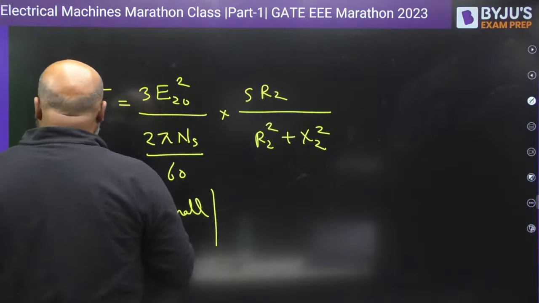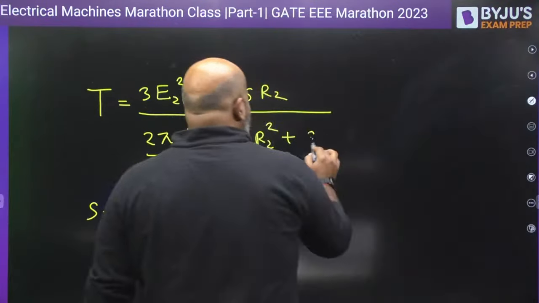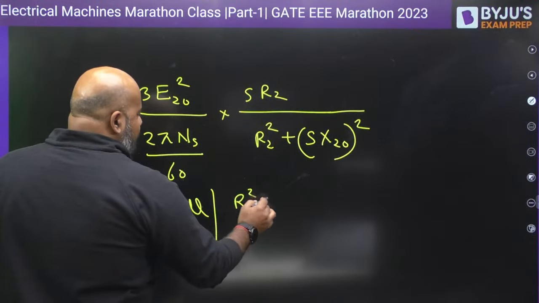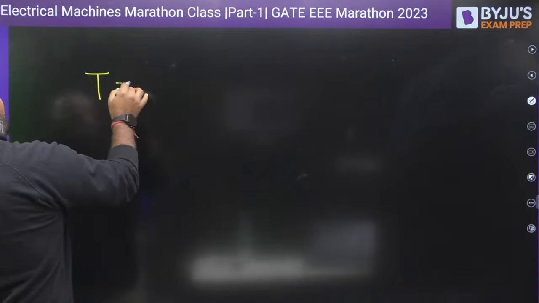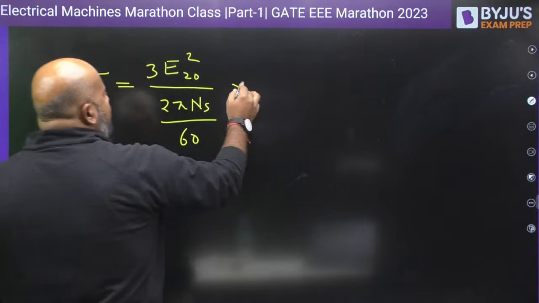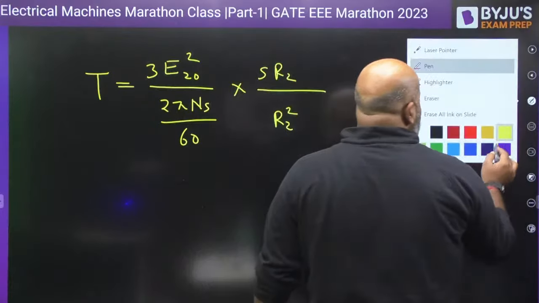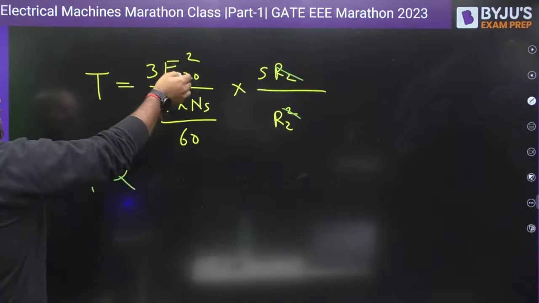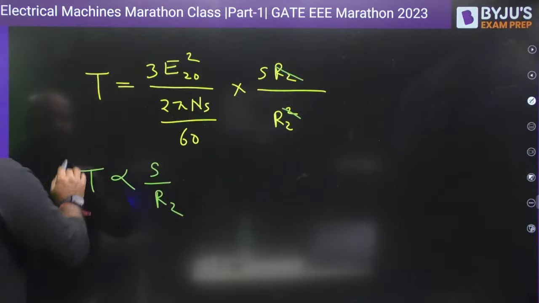So slip is generally a very small value. R2 square is going to be a larger value in comparison to (S X2 naught) whole square. So if you simplify, your torque becomes 3 times E2 naught square upon 2 pi Ns upon 60, times slip times R2 upon R2 square. So R2 cancelled. That means torque is directly proportional, if E2 naught, Ns, frequency and number of poles are not changed, to S upon R2.